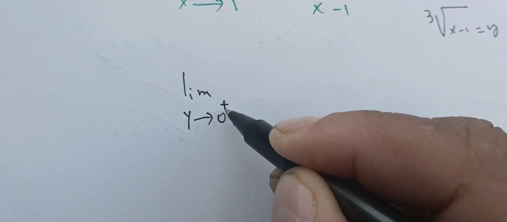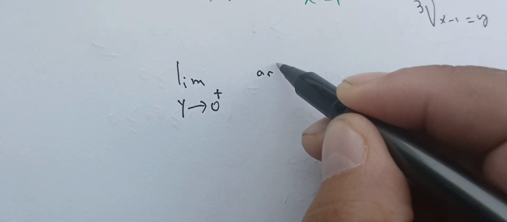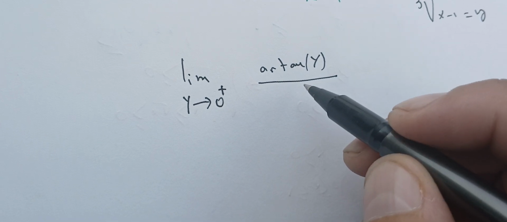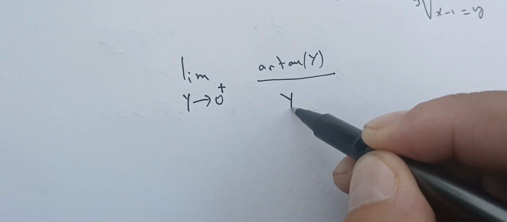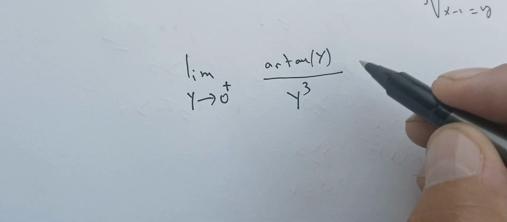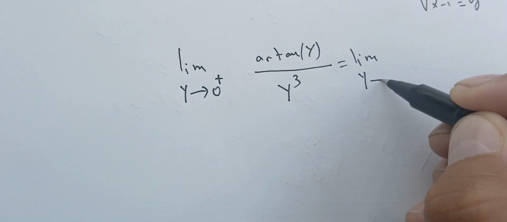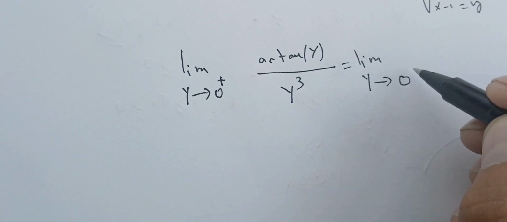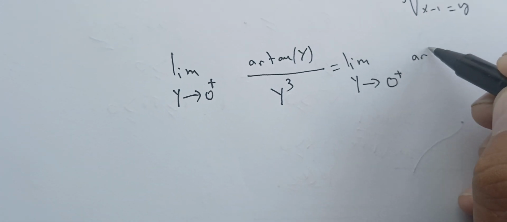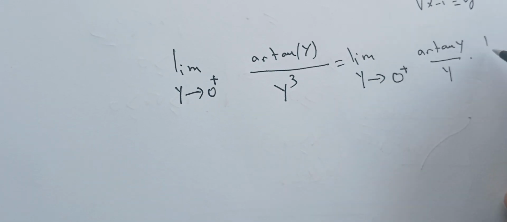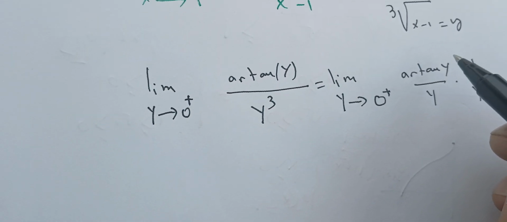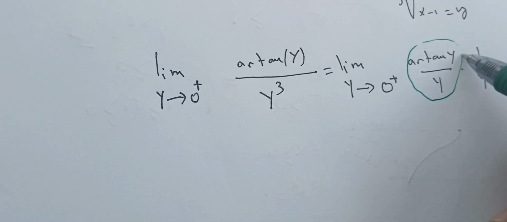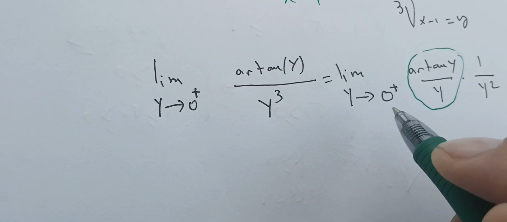So here we're going to 0 from the right, and we have arctangent of y over x minus 1, which is y cubed. This means that we can rewrite this as the limit as y goes to 0 from the right of the arctangent of y over y times 1 over y squared. Here we need to know one thing: this limit is 1 as y goes to 0 from the right.